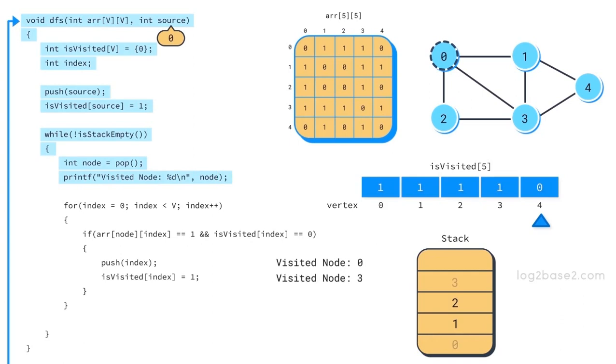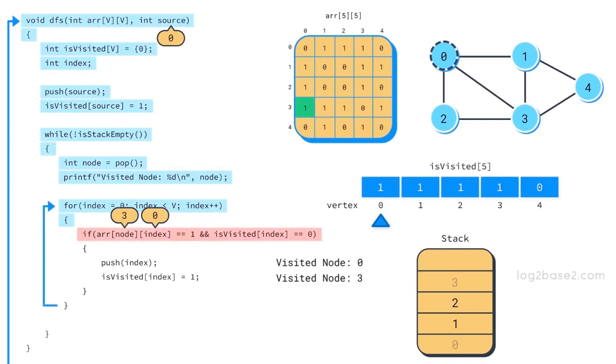Now we have to visit its neighbors. So again use the for loop. In first iteration, index is equal to 0 and ARR of 3, 0 equal to 1. That condition is okay, but isVisited of 0 is also equal to 1 and not equal to 0. That is, 0 is a neighbor of 3 but it is already visited. So if fails and in next iteration index is equal to 1 and ARR of 3, 1 is equal to 1 but isVisited of 1 is also equal to 1 and not equal to 0. So again if fails here, in next iteration index is equal to 2 and ARR of 3, 2 is equal to 1 but isVisited of 2 is also equal to 1 and not equal to 0.